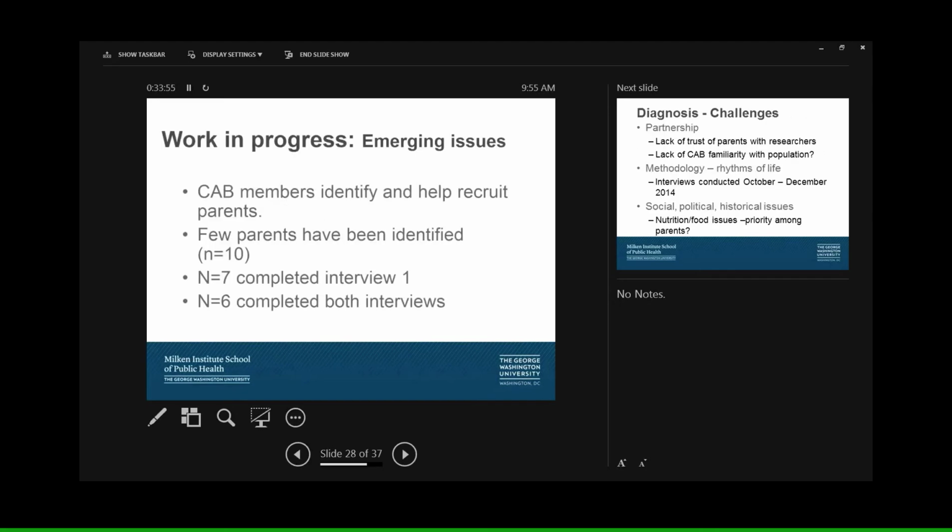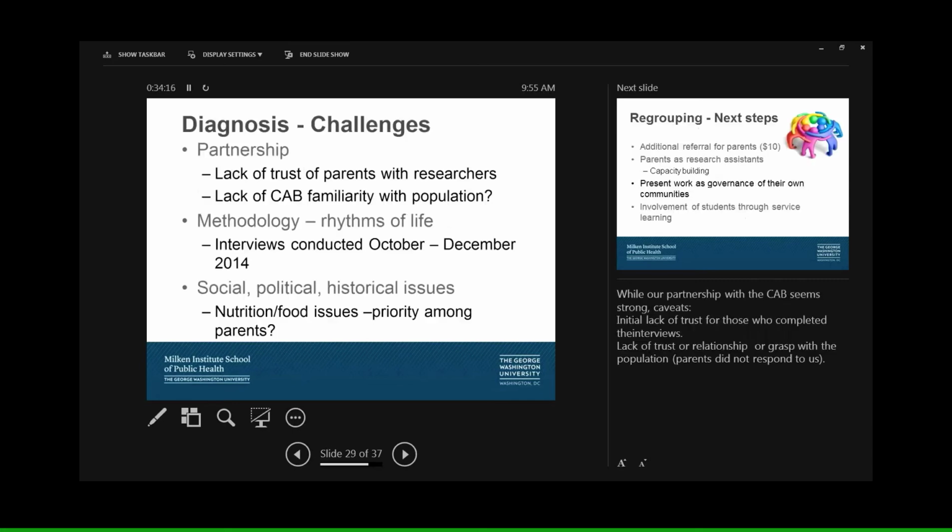And so far, the CAP members have helped identify 10 parents, of which only 7 completed the first interview, and one of them never wanted to come back to bring the pictures or complete the second interview. And of course, we ran into December, and I think there's a seasonality issue there, so we'll retake that.